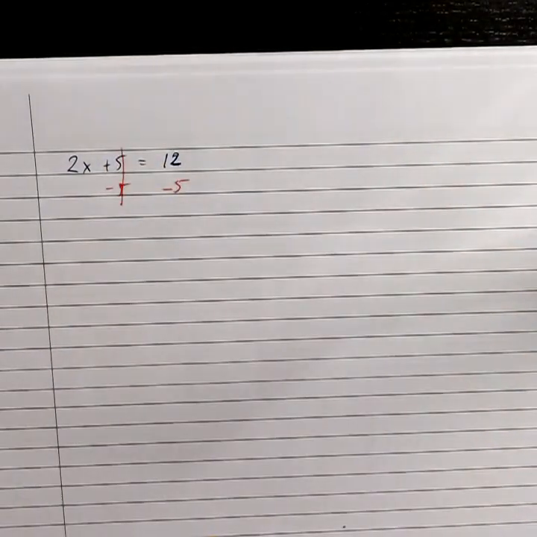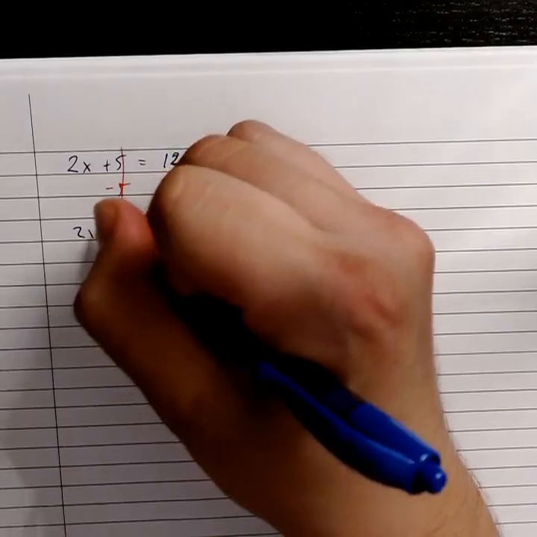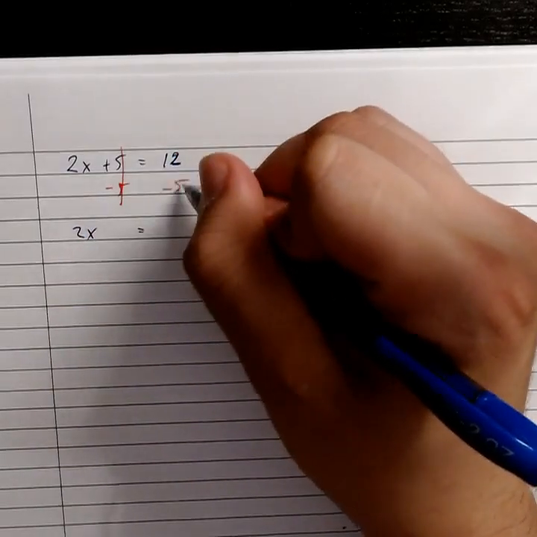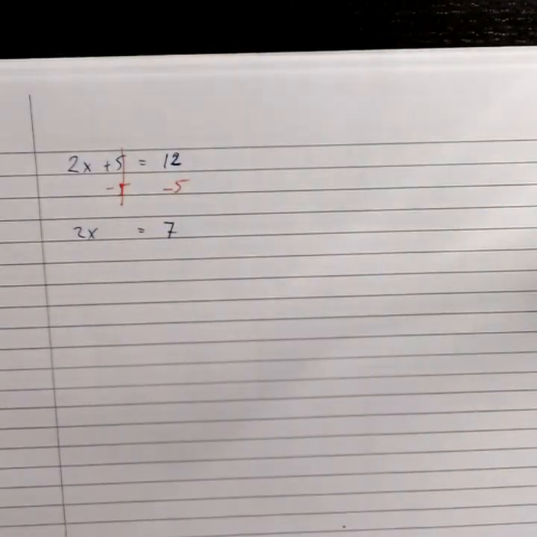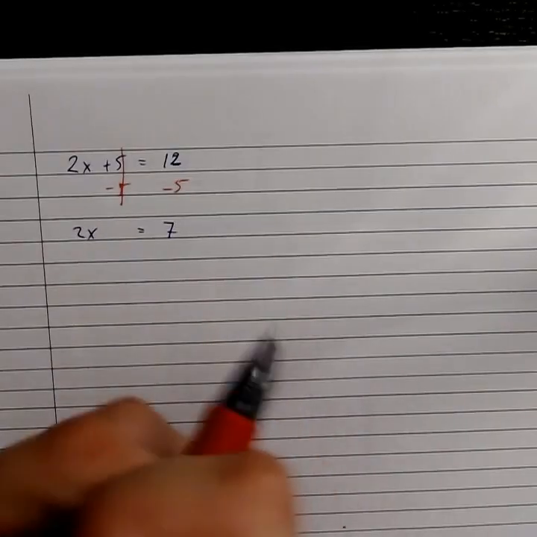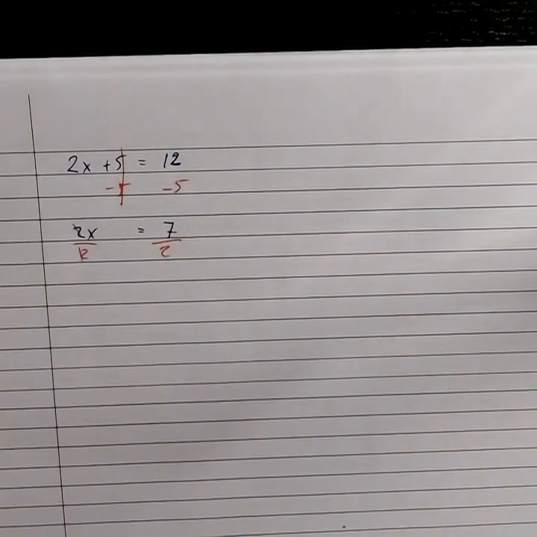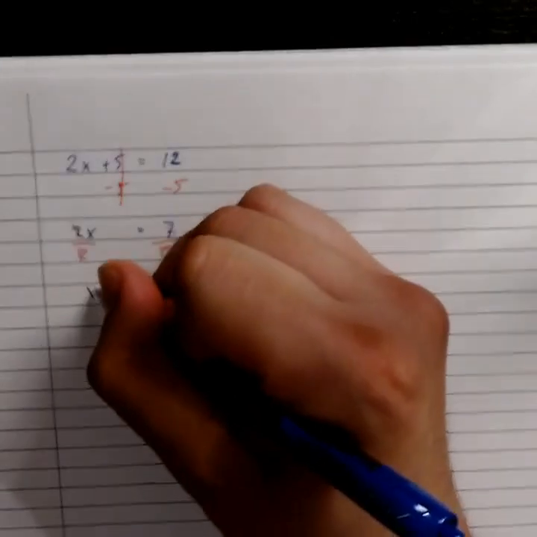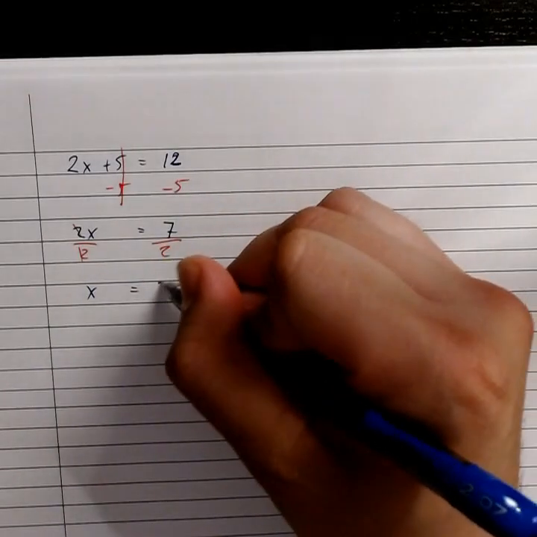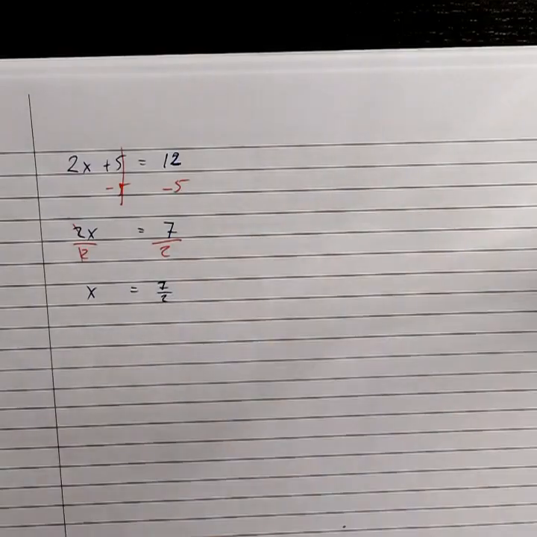That goes away. And that'll give me 2x equals 12 minus 5. Well, that's 7. And then I can divide both sides by 2, like this. 2 divides 2 to give me just x. And I get x is equal to 7/2.